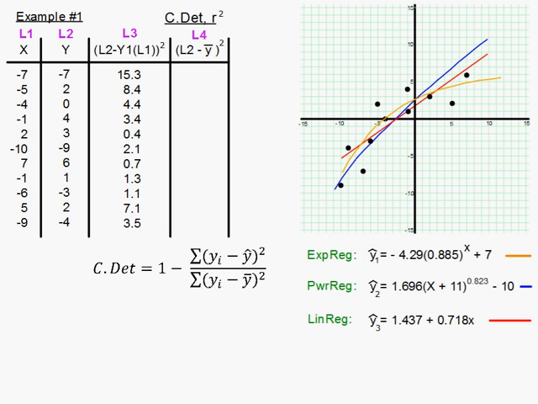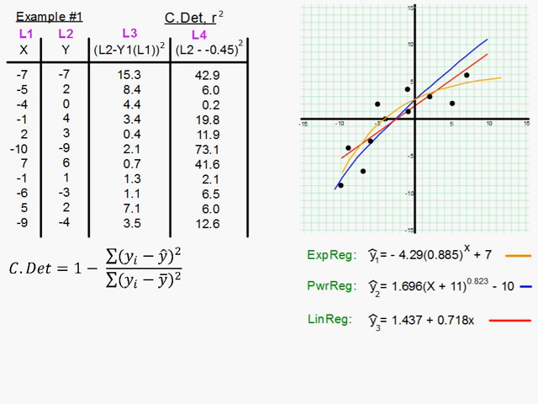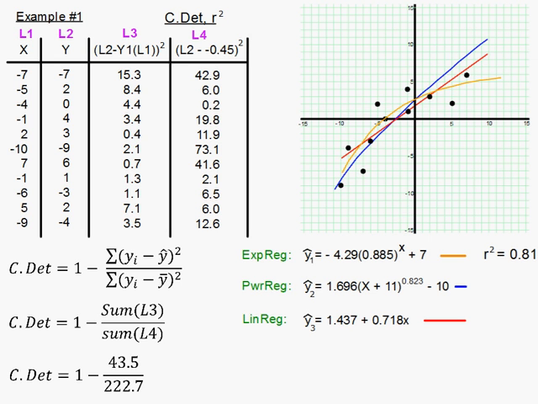So this is what I get when I run L3, and what I need is y bar for L4, which is why I'm doing this 2-Var Stats, and I can get my y bar, I can plug that into L4, and I can get my L4. Now it's just a matter of summing L3 and L4, which looks something like this, and gives me an r squared, or coefficient of determination, of 0.81.